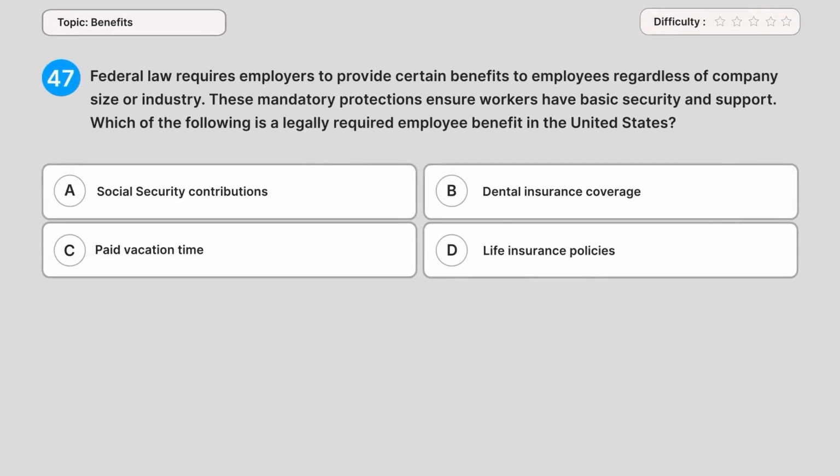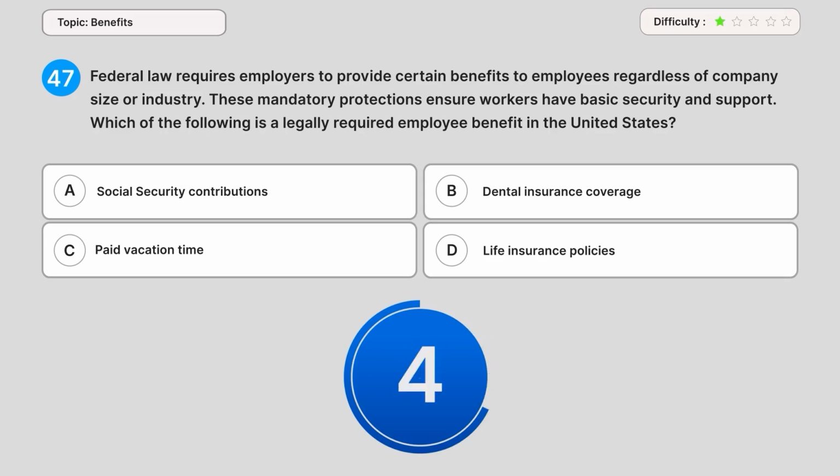47. Which of the following is a legally required employee benefit in the United States? A. Social Security contributions. B. Dental insurance coverage. C. Paid vacation time. D. Life insurance policies. Can you guess the answer?